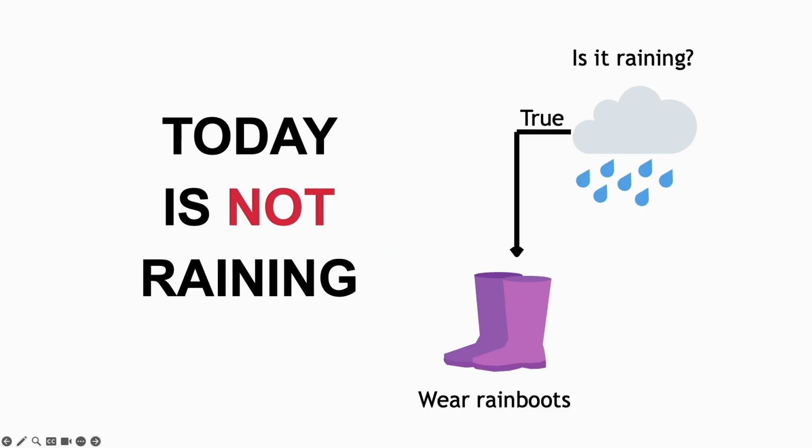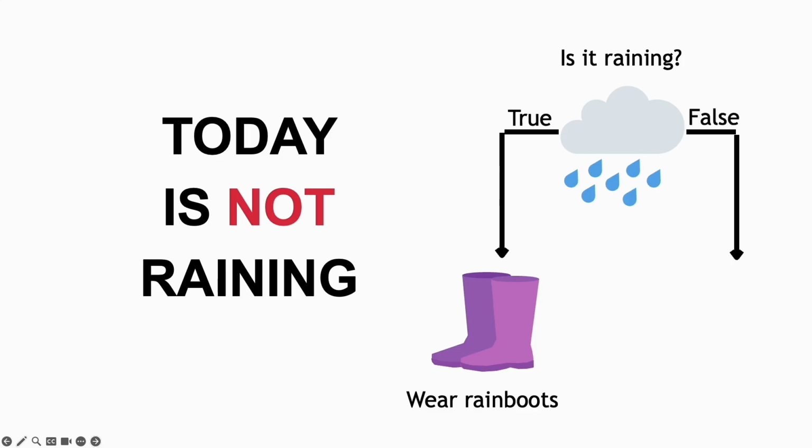So here's our statement when true, but we need to do if else now. So if false, we have a separate outcome. If it is not raining, wear flip-flops. Simple enough, right? If it is raining was a true statement, we wear rain boots. If else, we wear flip-flops.